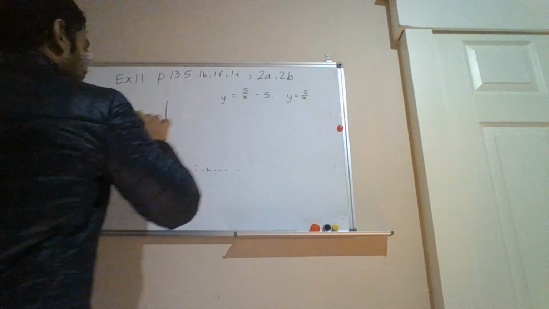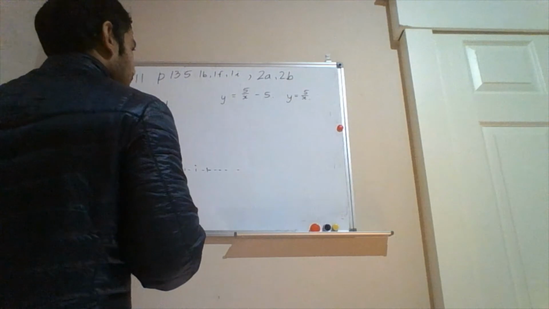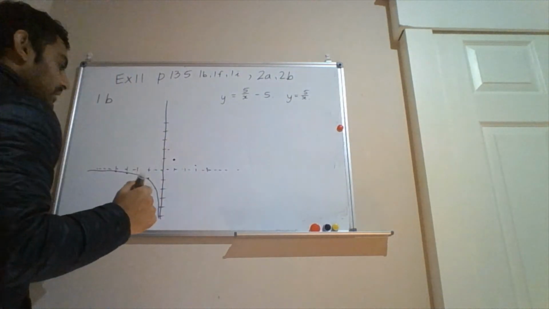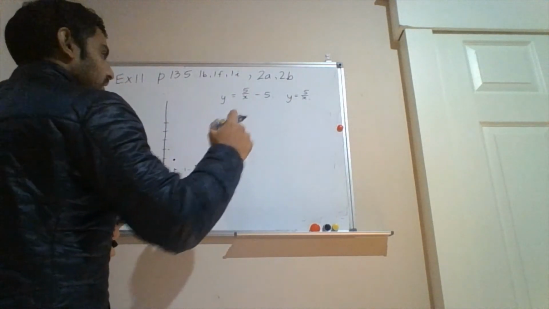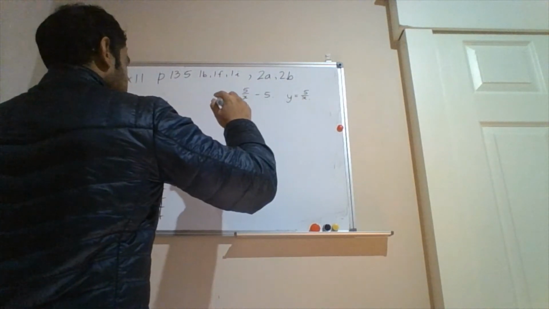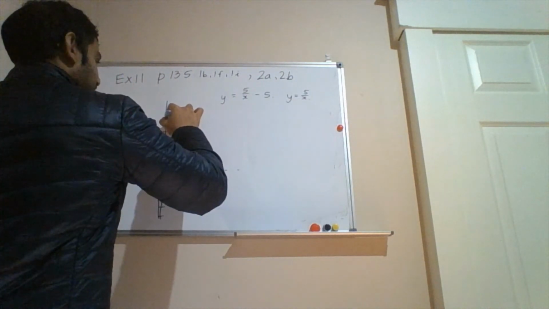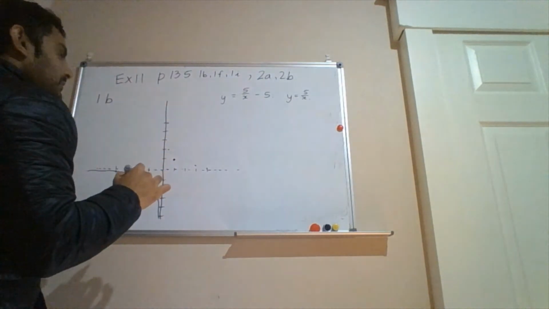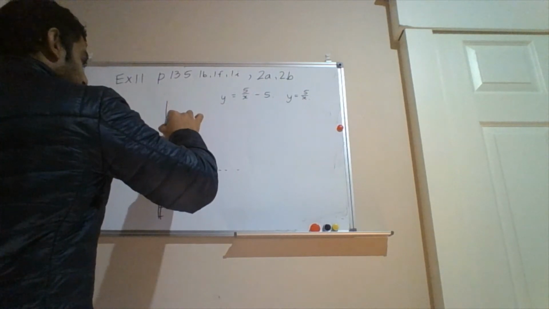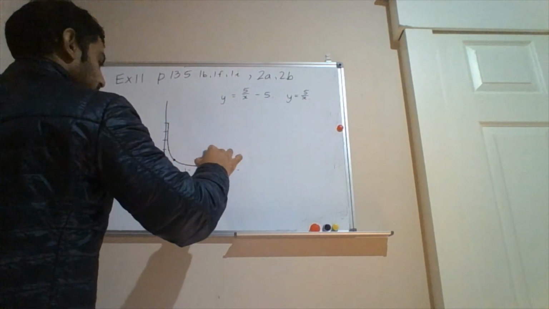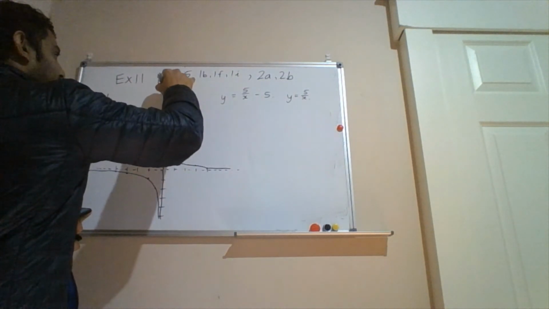On this side, and lastly we should include the point 1. So if we have x equals 1, we have a value of 5, because 5 over 1 is 5. And our graph would look like this. Okay, so this is our y-axis.